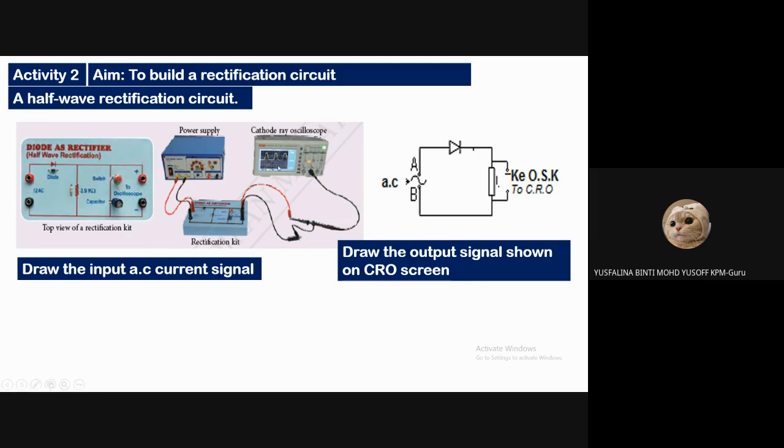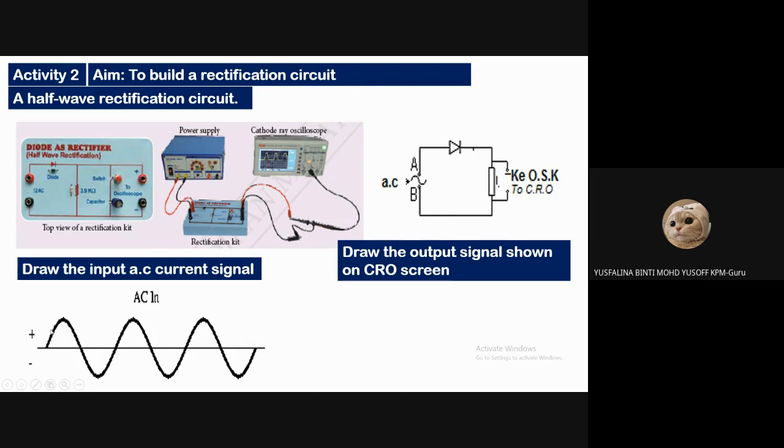And this is the CRO. You can see the graph, the shape of the graph. Okay, all right. So the first one, draw the input AC current signal. So AC, I think this one you already learned from Form 3, right? They have this positive and negative.